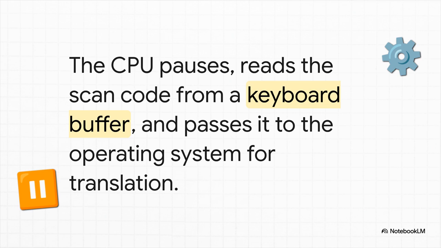So the CPU hits pause, snags that scan code from a little memory buffer, and immediately hands it off to the operating system to figure out what it means. The OS looks at the code, translates it into the character you meant to type, and sends it to the right program. But that's still just data. To turn that data into something we can actually see, we need to call in the specialists.